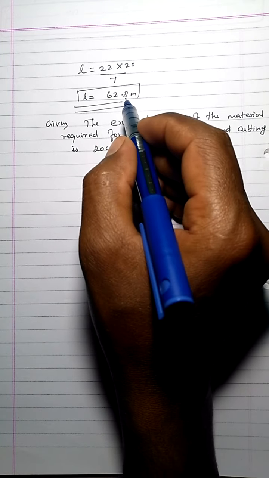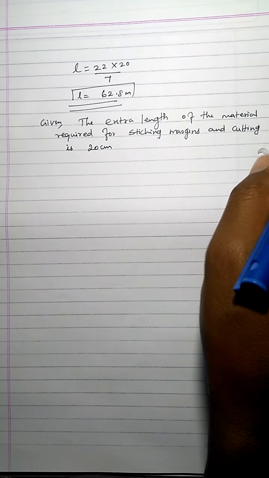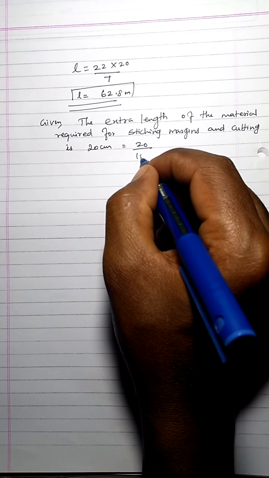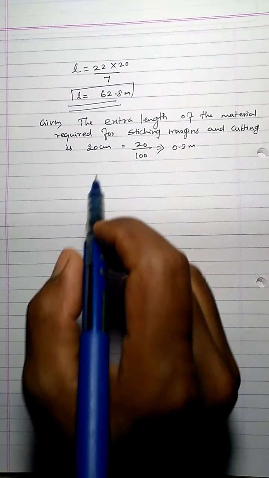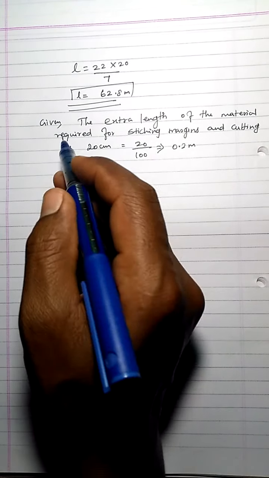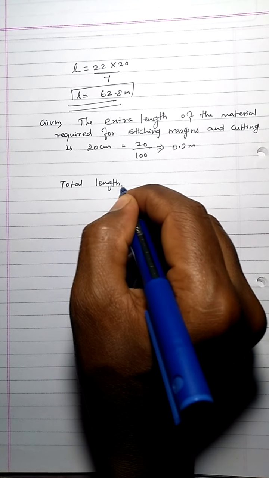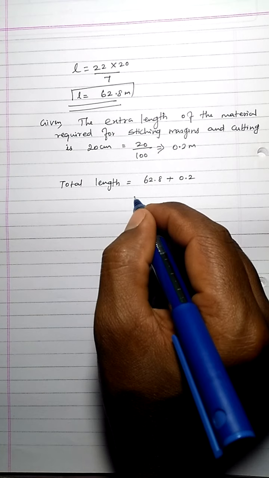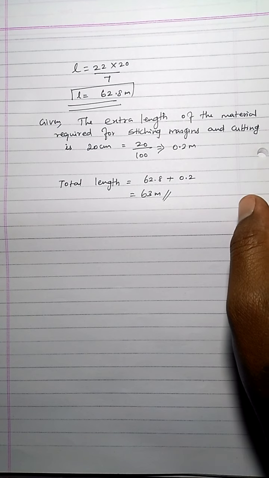20 centimeters. The other things you got in meters, so let's convert this 20 centimeter into meter. If you divide 20 by 100, you will get 0.2 meter. When converting centimeter to meter, divide by 100. Now let's add: total length is equal to 62.8 plus 0.2. Then altogether you will get 63 meter is required for making the tent.